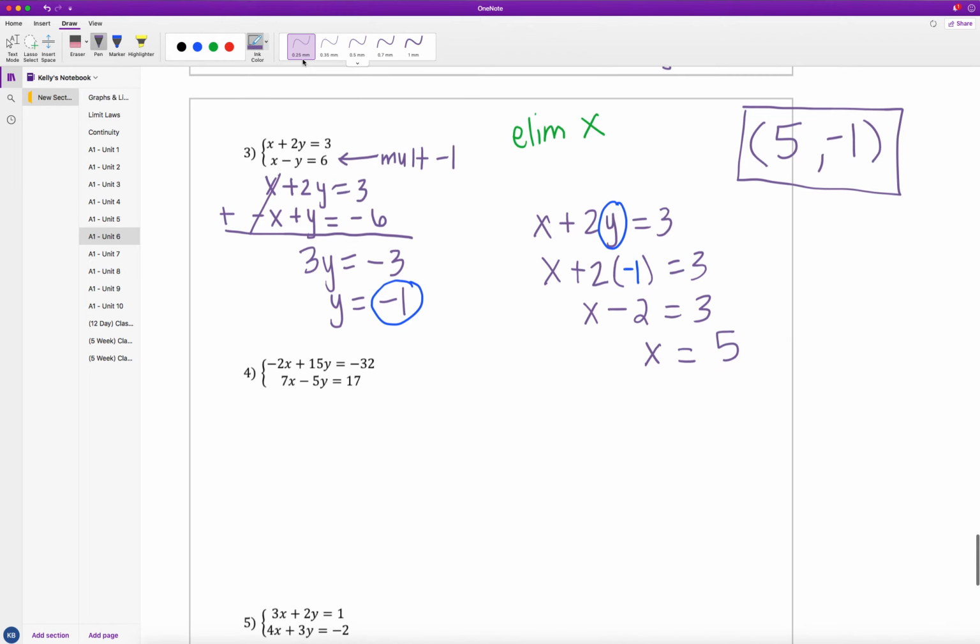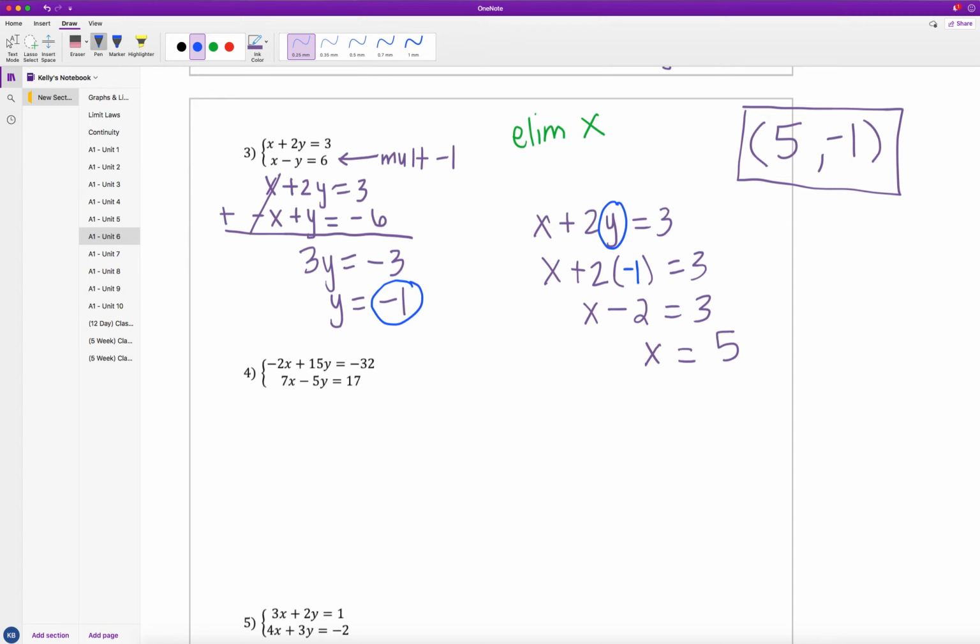Let's look at our fourth example. In our fourth example, we have negative 2x plus 15y equals negative 32, and 7x minus 5y equals 17. Is there a variable right off the bat that I can eliminate if I were to add these two equations together? In this case, there is not a variable that I can eliminate right off the bat, so we have to do some changing here.